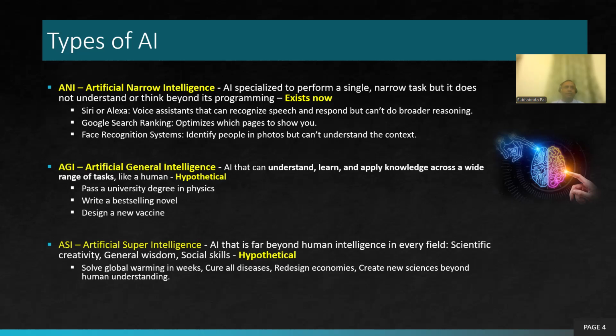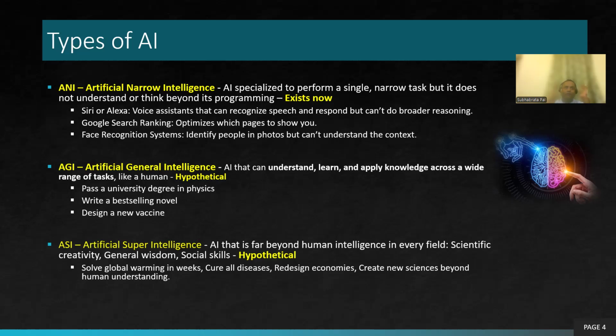Some of the examples of what it can do: it may solve global warming. Now, these are all hypothetical, don't believe that. But we are expecting it to be that level of intelligent, that it can solve global warming in weeks, maybe cure all diseases. Like we are doing a lot of research in cancer. Maybe artificial superintelligence can solve the cancer problem in just a second. Redesign the economy.